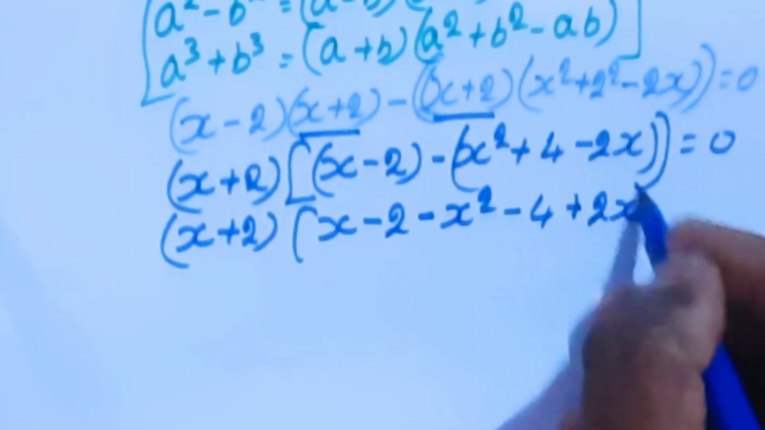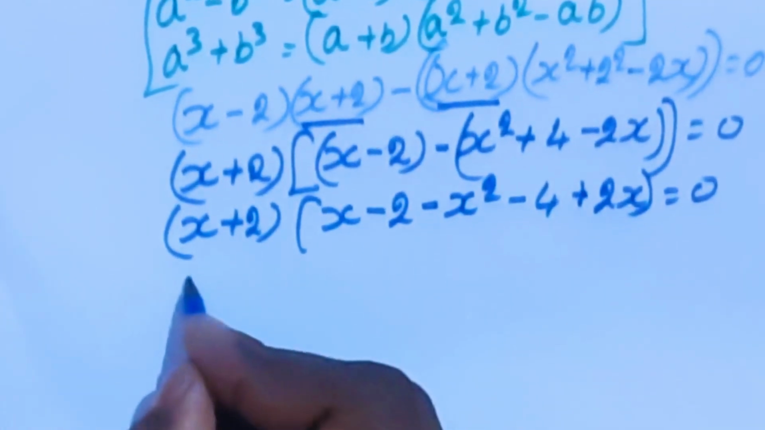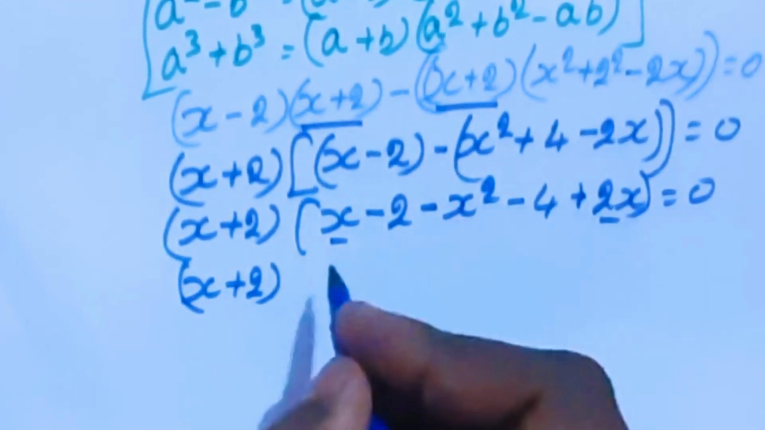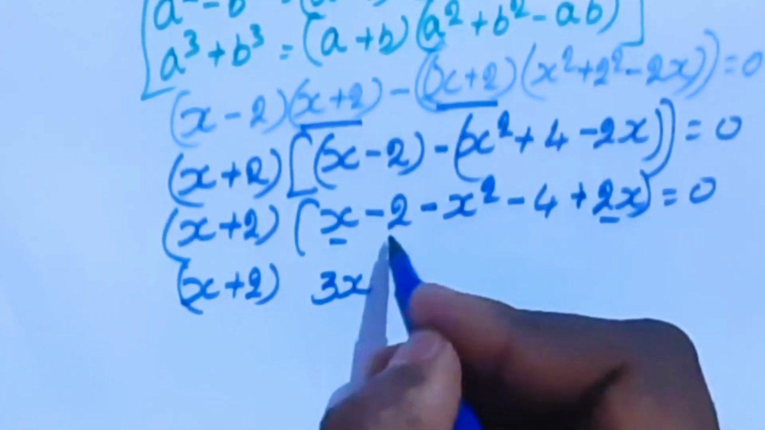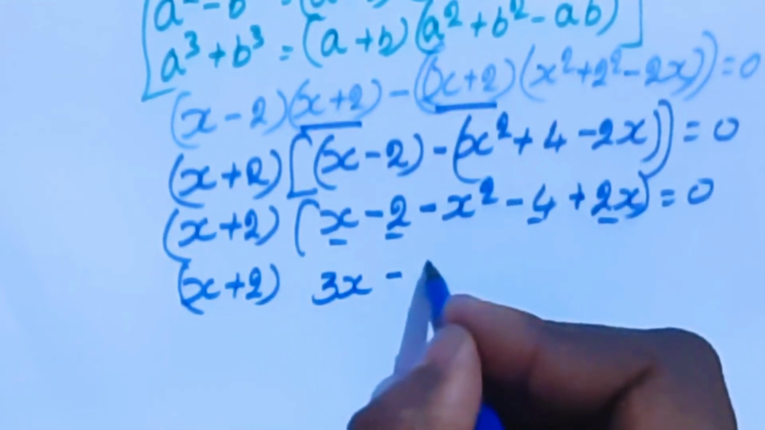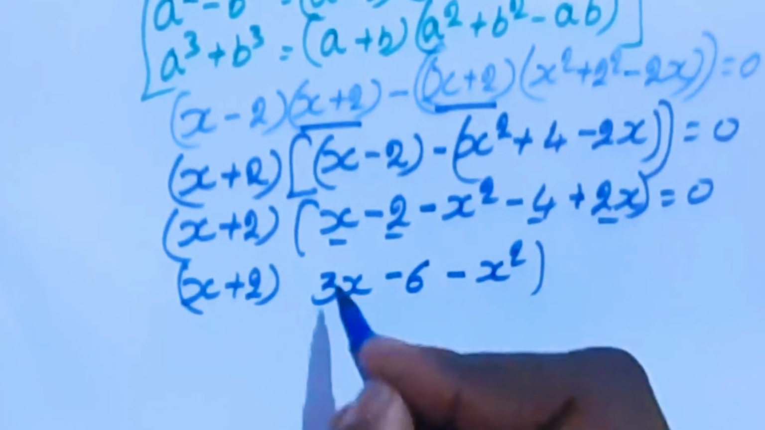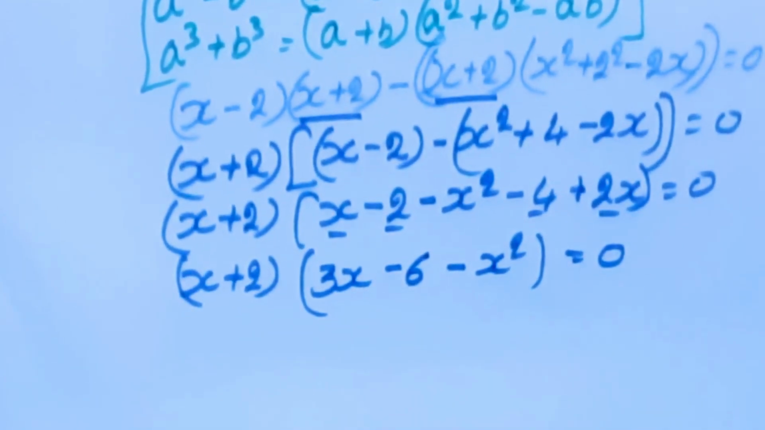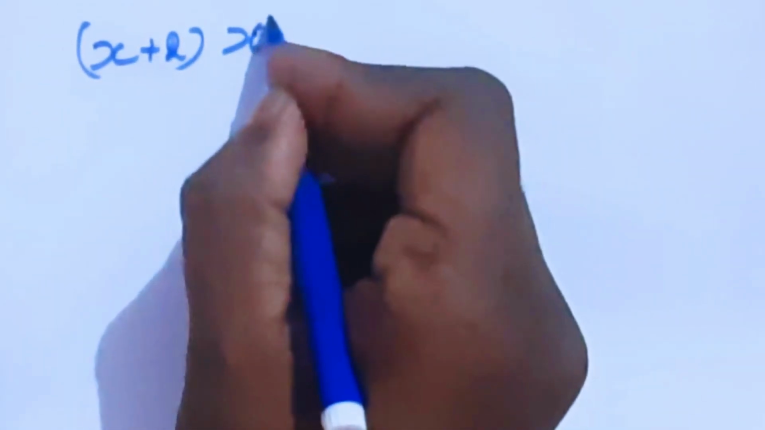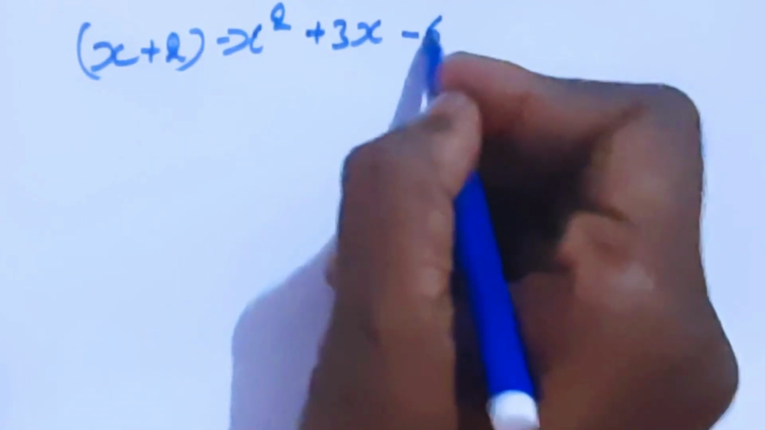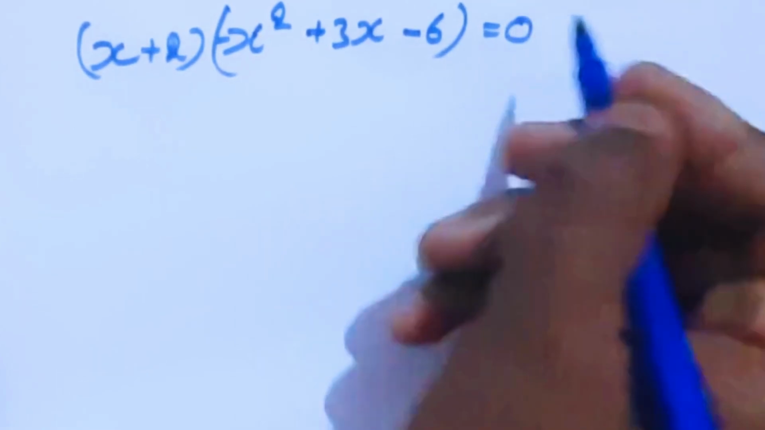plus 2x = 0. Now (x + 2), here 3x, this is minus 6 minus x^2 = 0. Now we have (x + 2)(-x^2 + 3x - 6) = 0.